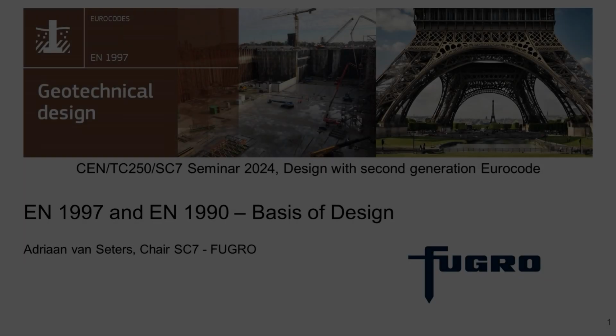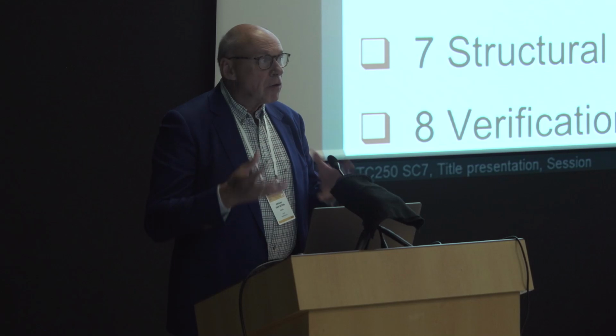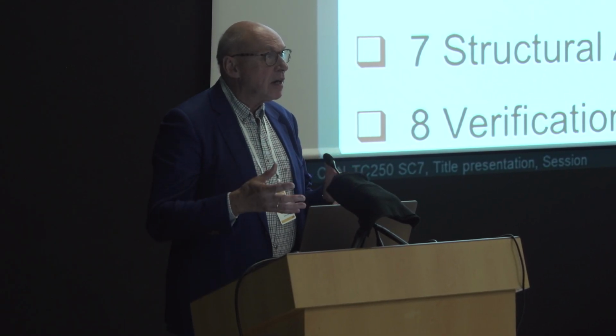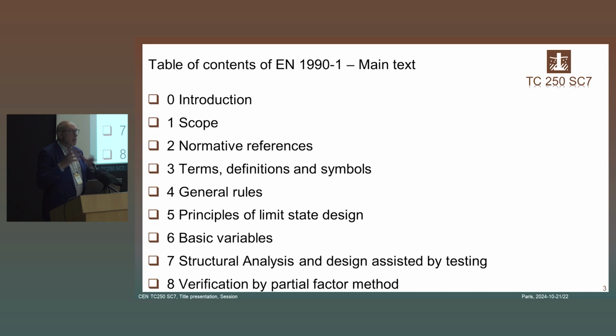Table of contents. First of all, we're talking here about Eurocode EN 1990, part 1. There are two parts. Part 1 is about new structures, part 2 is about assessment of existing structures. And we're talking here about the first part, which is new structures.